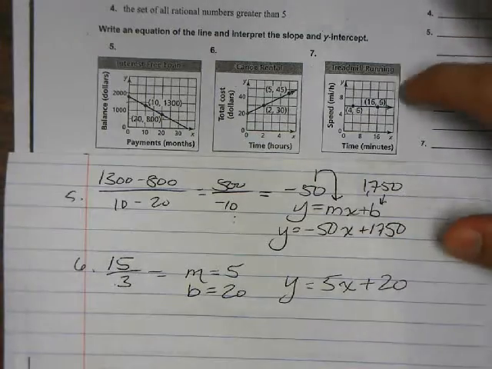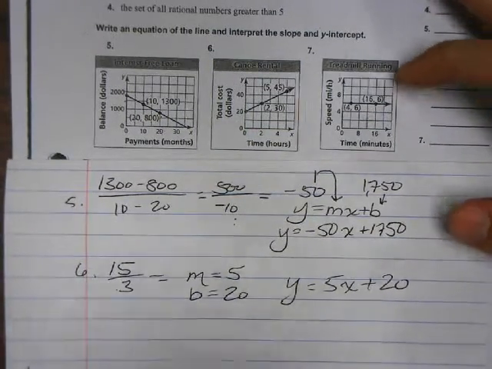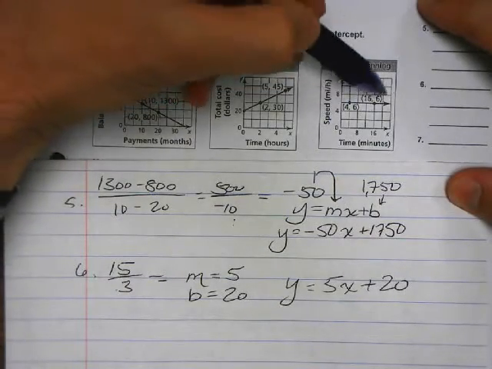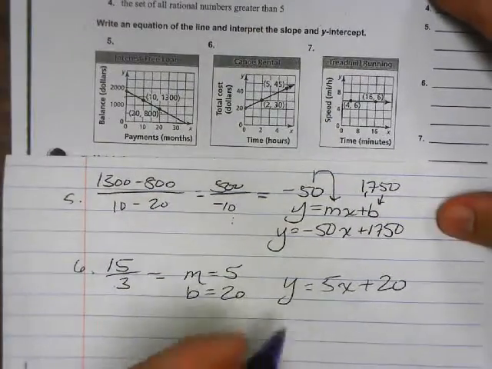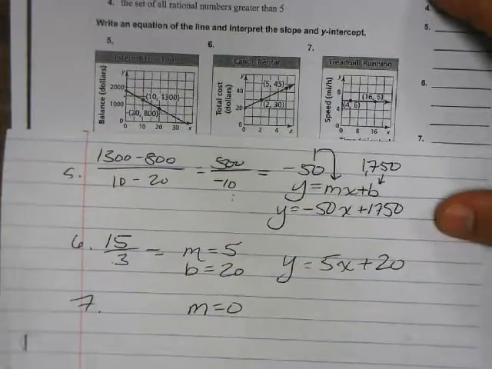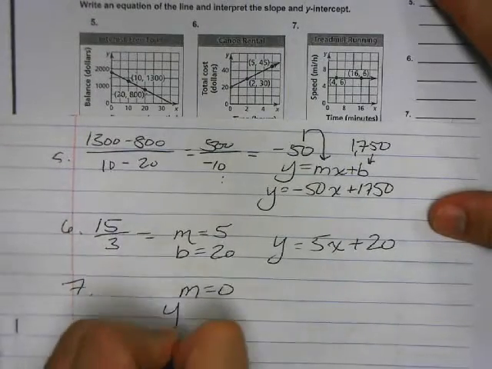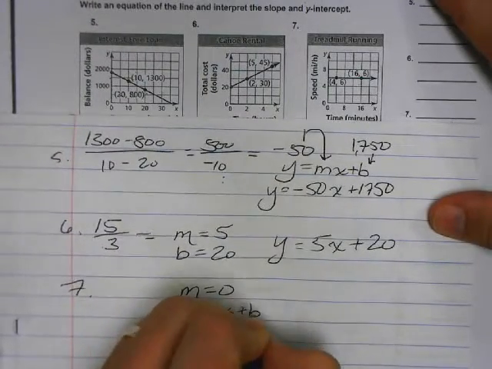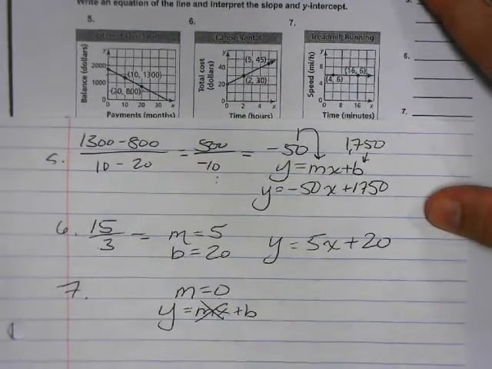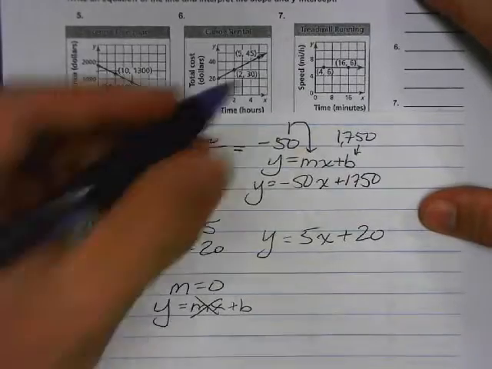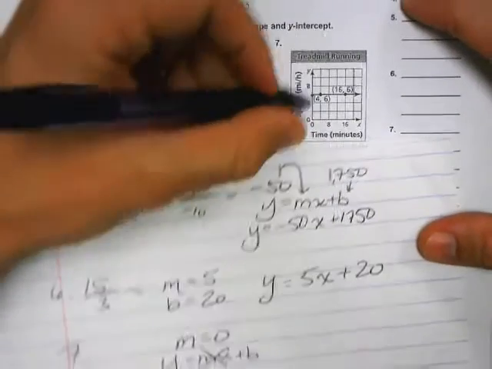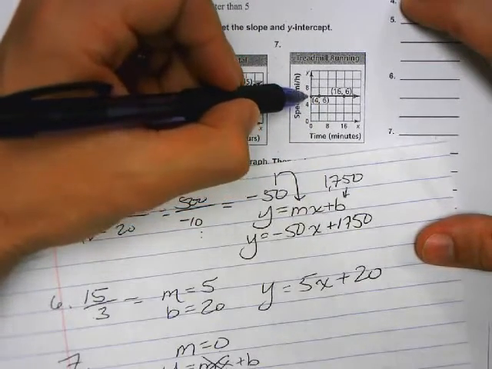Number 7 is a little bit different because I can tell that this line has a slope of 0. In other words, it's flat ground. So if I were to say m equals 0 for number 7, if m equals 0, y equals mx plus b, 0 times x will go away completely. So all I'm going to be left with is my intercept. My intercept happens at 6. I can tell that I'm going up by 2's here. 2, 4, 6, 8. So when y is 6.